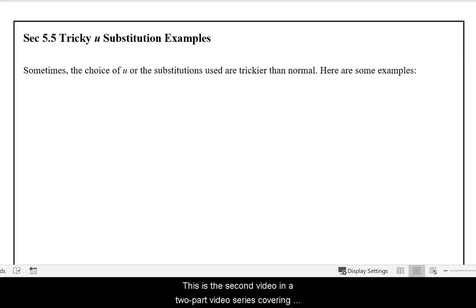This is the second video in a two-part video series covering U-substitution, the method for integrating and undoing the chain rule for derivatives. In this particular video, there are no real concepts that we'll be teaching and nothing of the lecture or theorem type. All we're going to do is work some problems.